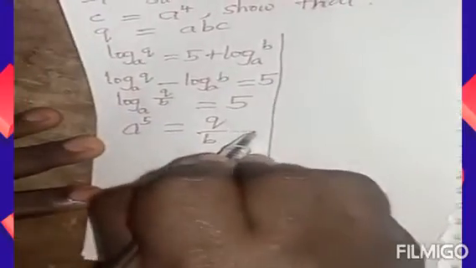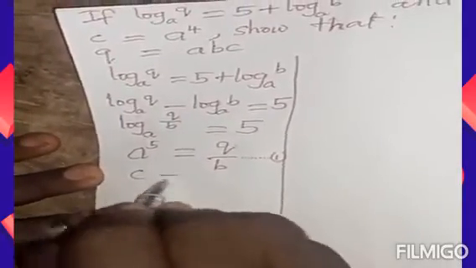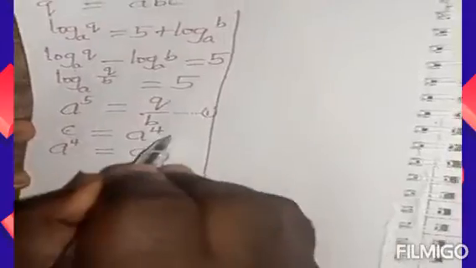So I will leave this one as an equation. I will call it equation 1. Then I want to combine this c is equal to a raised to power 4 with it. Now this c is equal to a raised to power 4 is the same thing as a raised to power 4 is equal to c. C is a raised to power 4. Since this is an equation, a raised to power 4 is also c. I will call this equation 2.